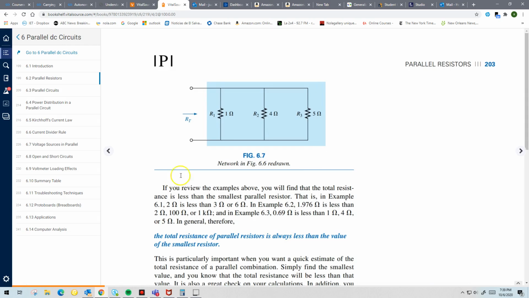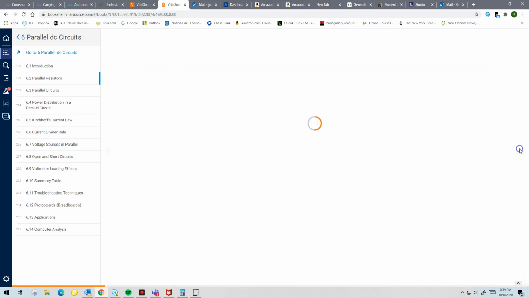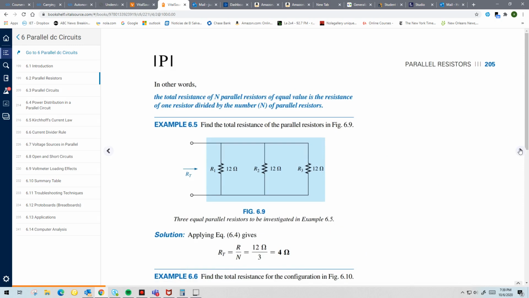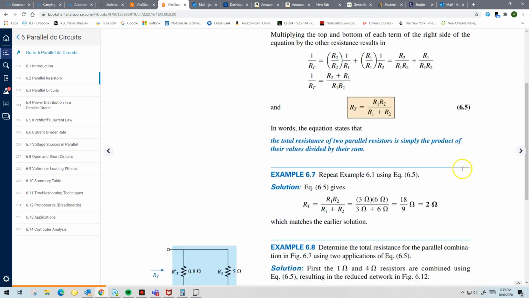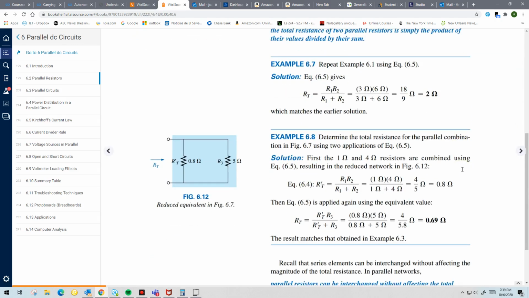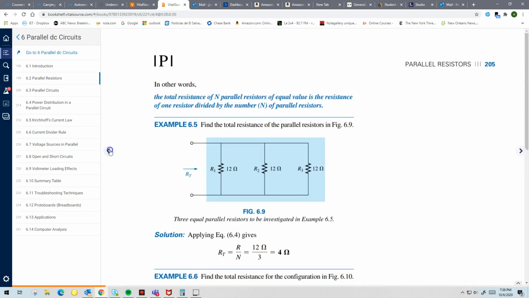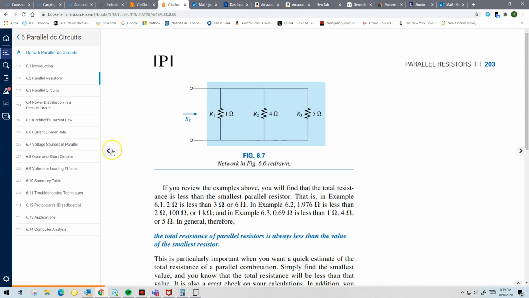All right, it's figure 6.7. So let's see what they want to do here. Okay, so they're saying, all right, let's look at this figure and find the total resistance, which we already did, right? Using the long way, if you will. And now we're going to use this shorthand or shortcut method.